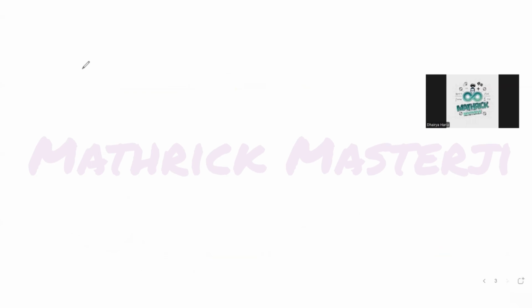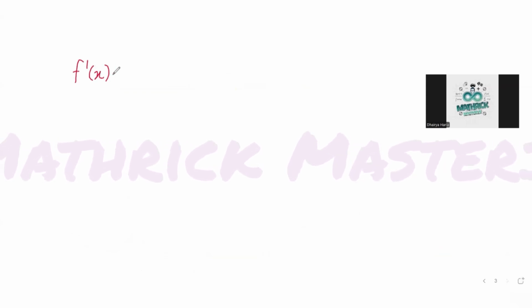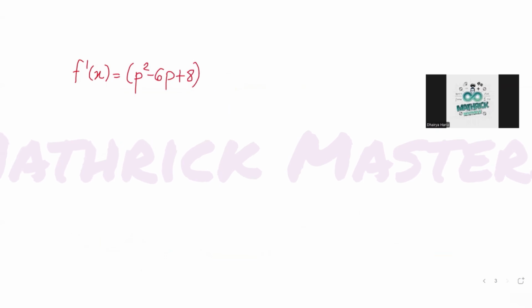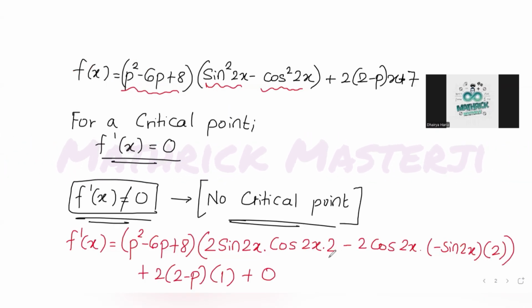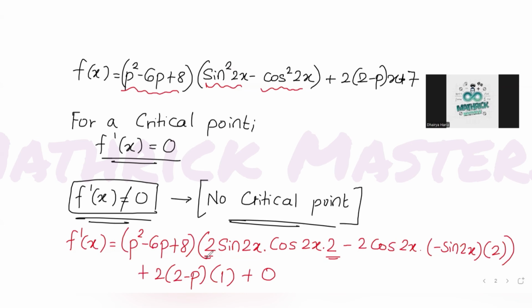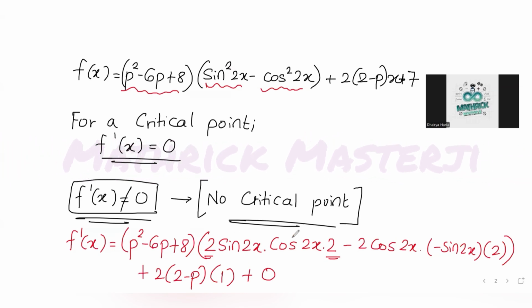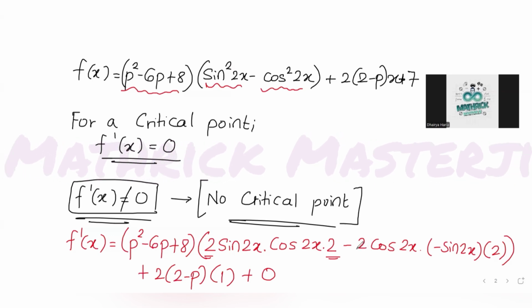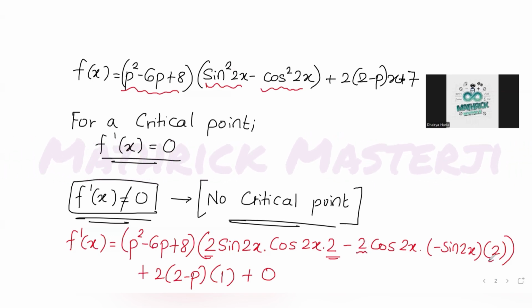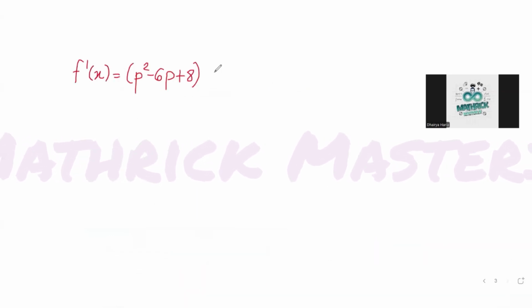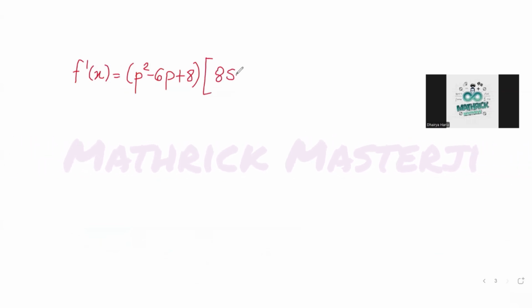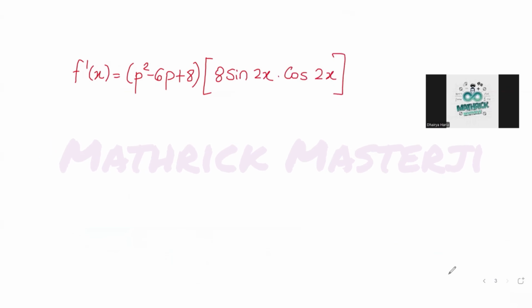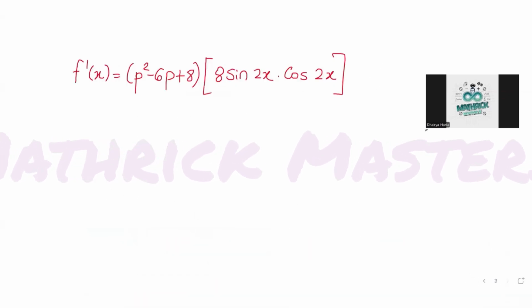Now f dash of x basically becomes p squared minus 6p plus 8 times the other bracket. It becomes 2 times 2, which is 4, sine 2x cos 2x, minus of minus, so plus, and again 2 times 2, which is 4. So I get 4 plus 4, which is 8 sine 2x cos 2x, plus 2 times (2 minus p).